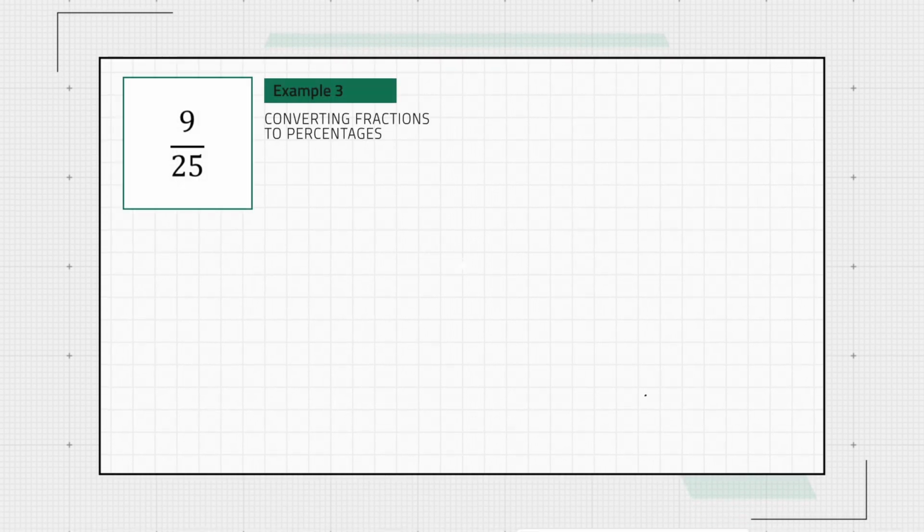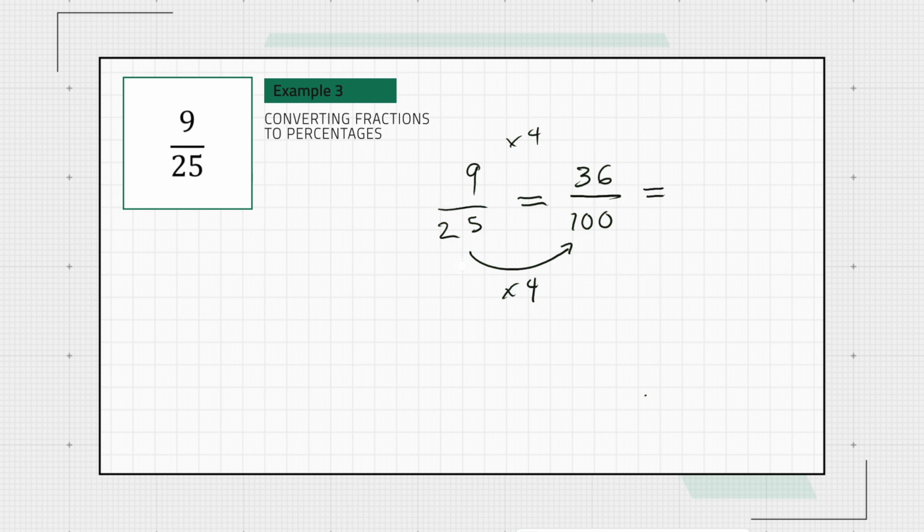Okay, let's look at another one. We have 9 over 25. And again, we want to convert it to something out of 100 so we can immediately write it as a percentage. How have I gone from 25 to 100? Well, I've multiplied it by 4. So I have to do the same to the top, or the numerator, and 9 times 4 is 36. That means this whole thing simplifies to 36%.